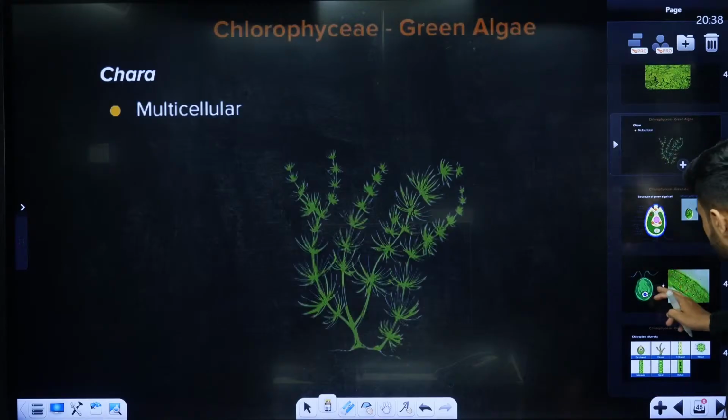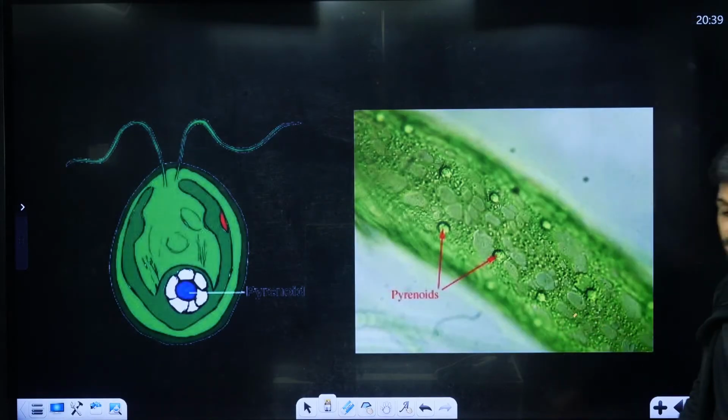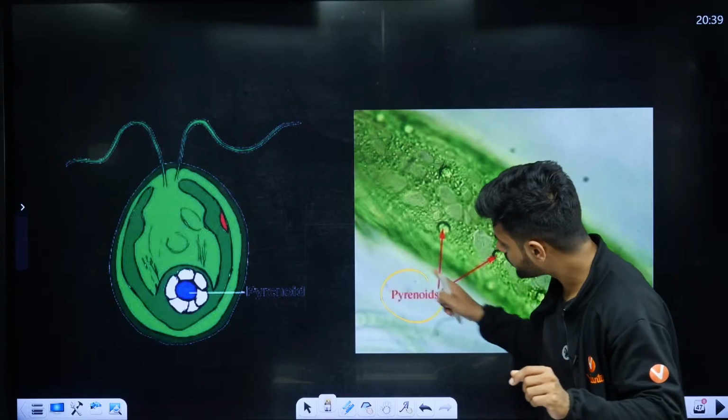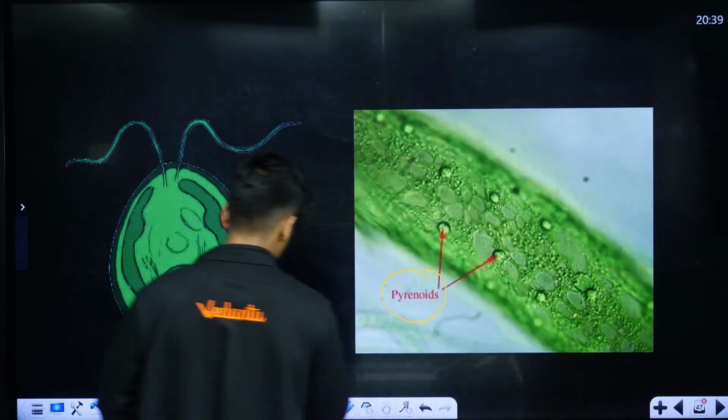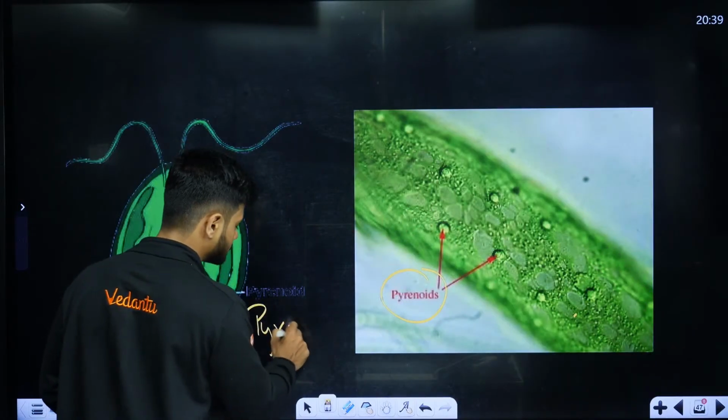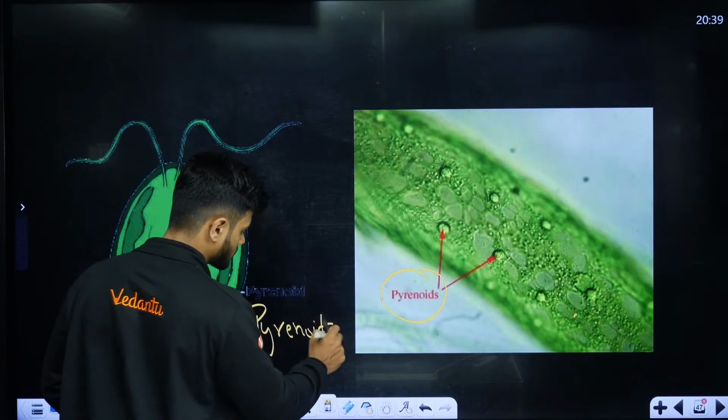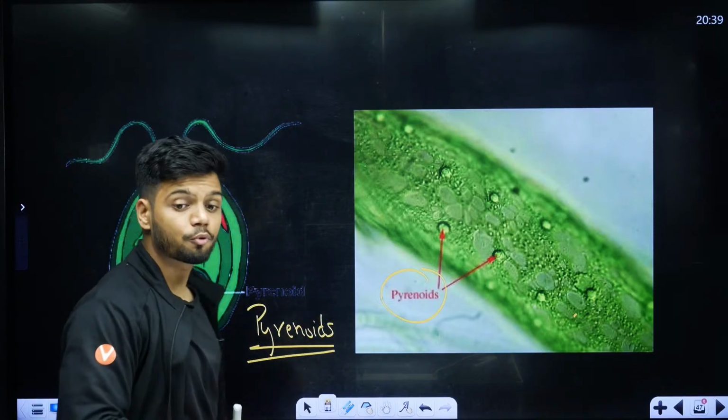See this. Now these green algae, students, will have a structure called pyrenoids, which help in storage of protein. Pyrenoids will help in storage of protein also.